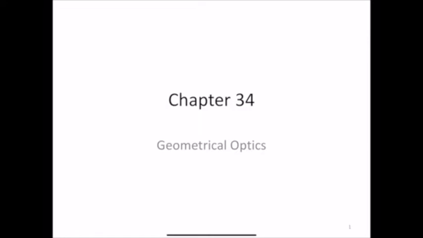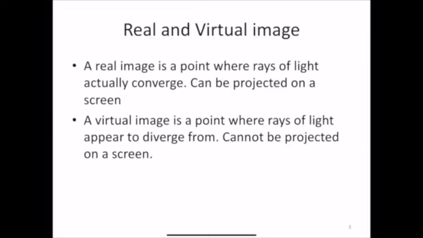And in this chapter, we will focus on how light interacts with different optical instruments. We will only be looking at the most basic and simple optical instruments that you can have, which are lenses and mirrors. Okay, now before we get into the content of this chapter, there are two very, very important concepts that you need to understand. They are real images and virtual images.